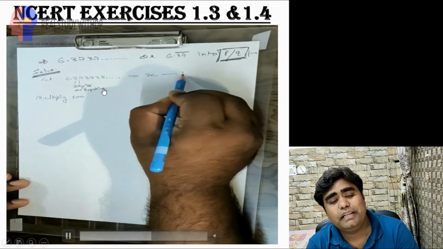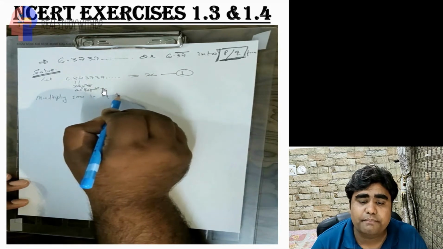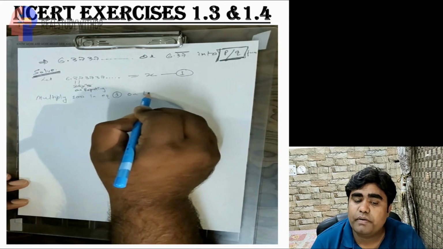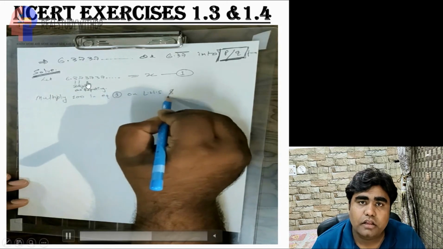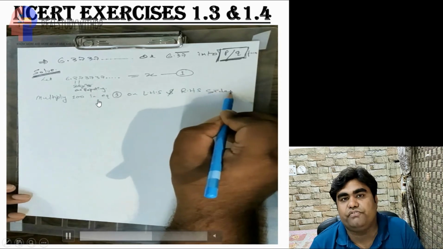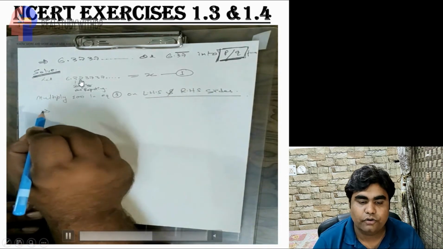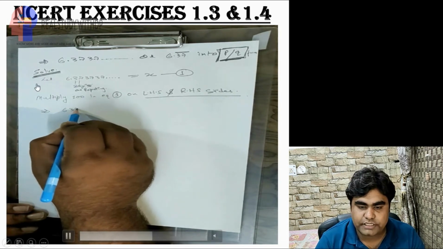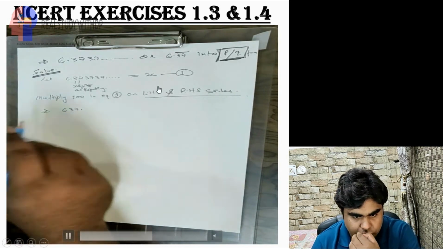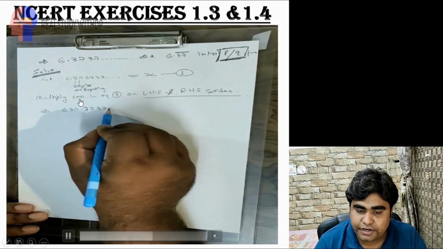What will happen if there were 3 digits? We are simply going to multiply it by 1000. What will happen if there will be 4 digits? We are going to multiply it by 10,000. Just for example, if only one digit is repeating, then we will multiply it by 10 only, on both the sides, on LHS and the RHS. However, here there are 2 digits, so we are multiplying it by 100 on LHS and RHS.